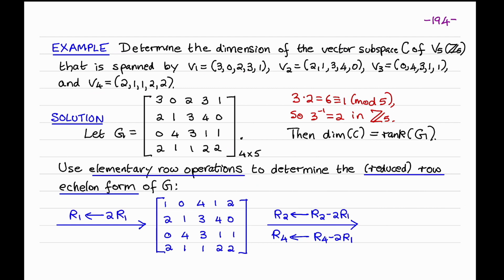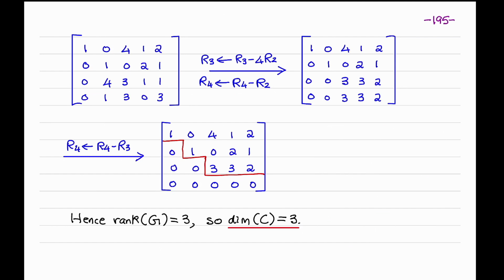Next, I'll zero out these entries below the first leading 1 by subtracting twice row 1 from row 2, which will make this entry 0, and subtracting twice row 1 from row 4, which will make this entry 0. I get this matrix, whose first column is now a leading column. Next, I'll zero out this entry by subtracting 4 times row 2 from row 3. And I'll zero out this entry by replacing row 4 by row 4 minus row 2. So I get this matrix, which now has 2 leading 1s.